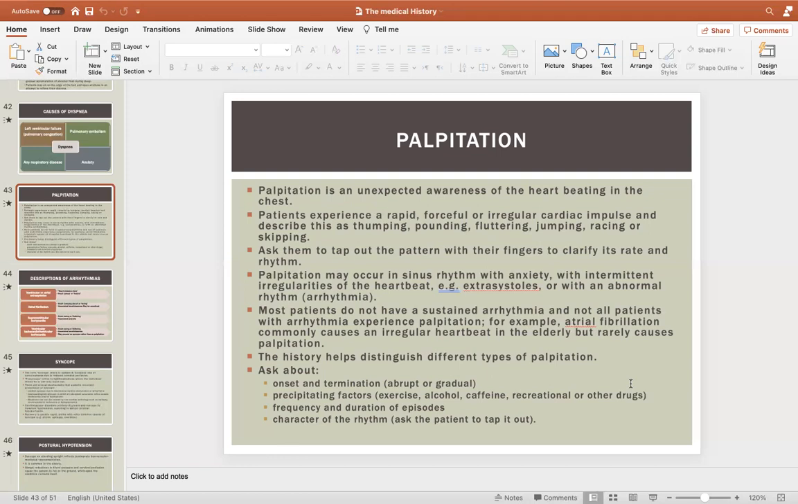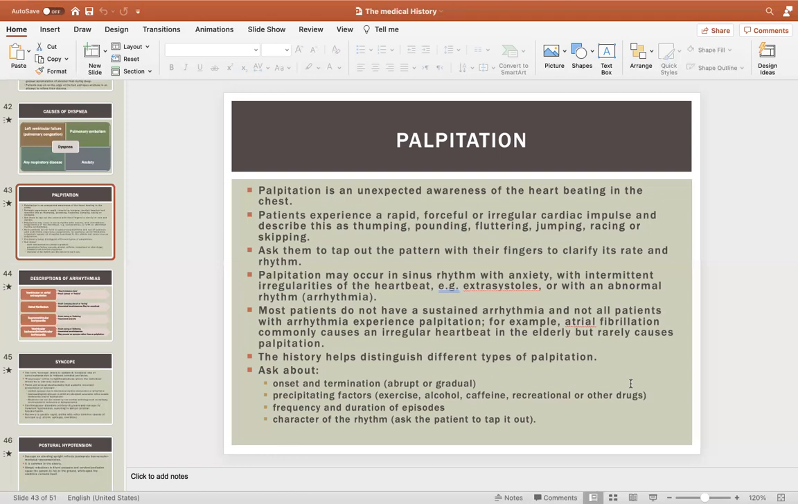So, as we mentioned before, in many patients the palpitation comes in paroxysms or attacks, and not every patient has the feeling of palpitation, even with severe and harmful arrhythmia like atrial fibrillation.